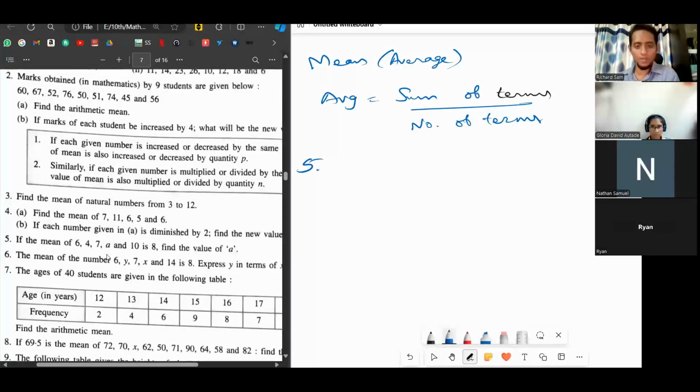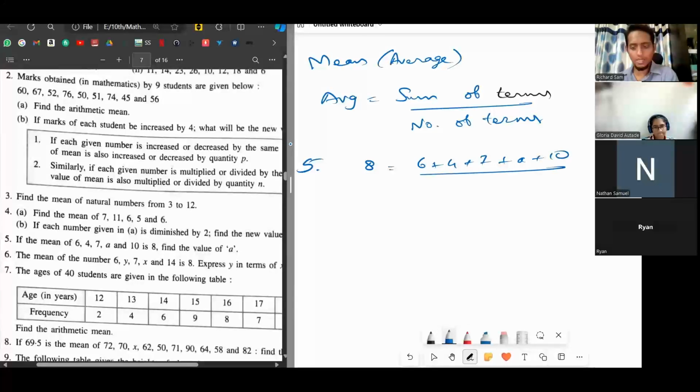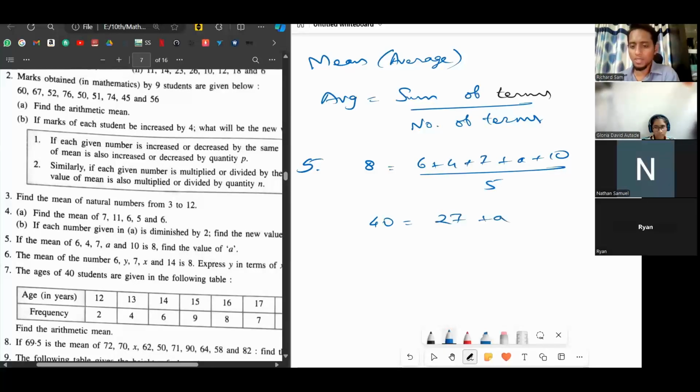See, this is the formula. Average or mean. Mean is given. How much is the mean? The mean of this is 8. So 8 is the mean. Sum of the terms, that means 6 plus 4 plus 7 plus a plus 10, divided by the number of terms. That is 5 terms. This is substituting. And then you solve this equation, you'll get a. 5 will go on the other side, multiply with 8, that becomes 40. 40 is equal to 6 plus 4, 10; 10 plus 10, 20; plus 7, 27; plus a. So a is equal to 40 minus 27. That is 13.